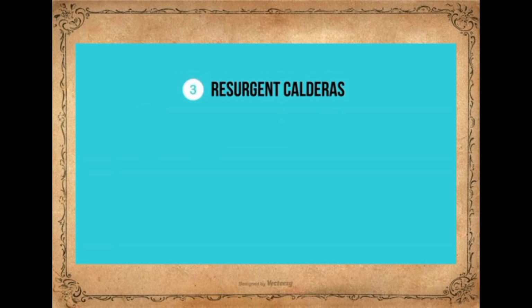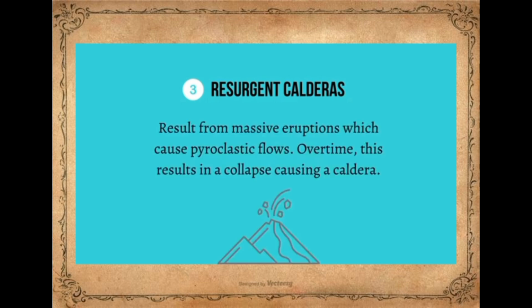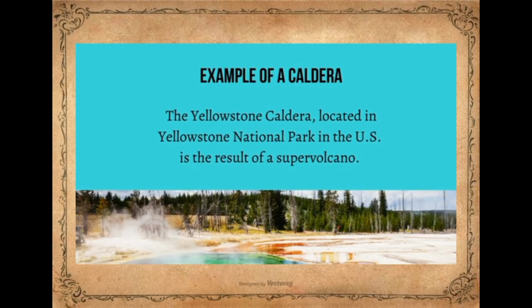Next is the resurgent calderas. They result from massive eruptions which cause pyroclastic flows. Over time, this results in a collapse causing a caldera. Here is an example of a caldera. The Yellowstone caldera, located in Yellowstone National Park in the US, is the result of a supervolcano.